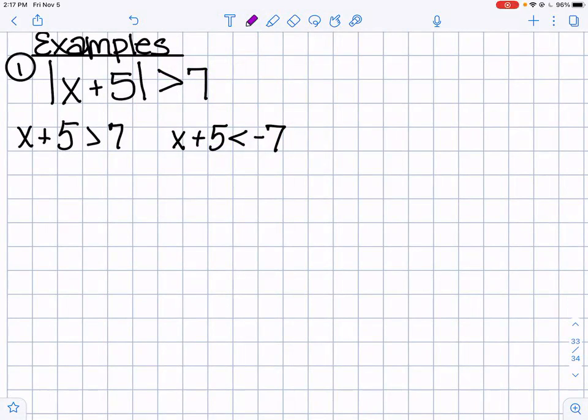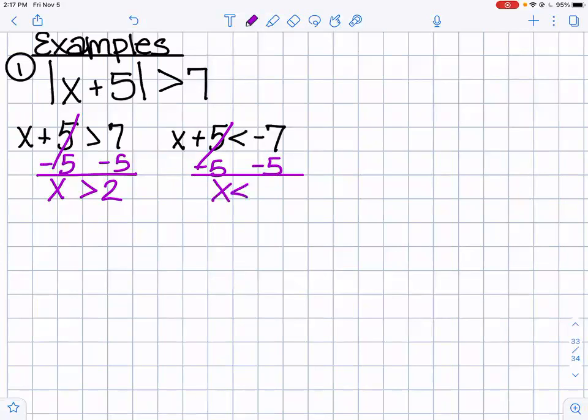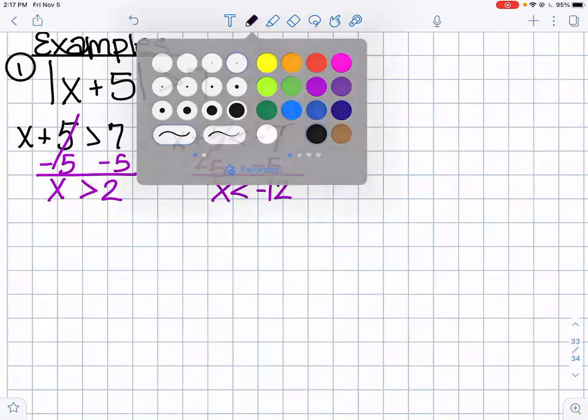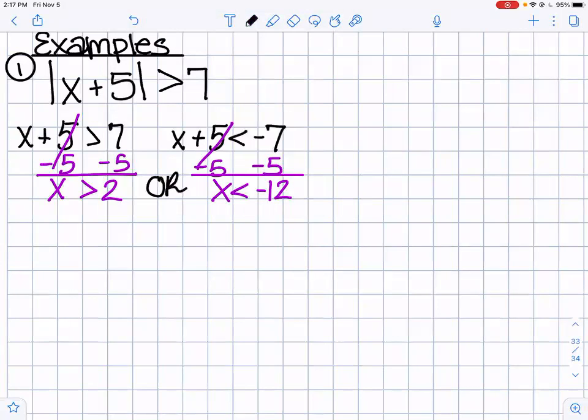Okay, so if I want to solve this, what do I have to do? Subtract 5. 7 minus 5 is 2, so x is greater than 2. On this side, if we subtract 5, what's -7 minus 5? -12. So x is less than -12, or -12 is greater than x. Those are the same thing. Can a number be greater than 2 and less than -12 at the same time? No, so that means this is an or problem.